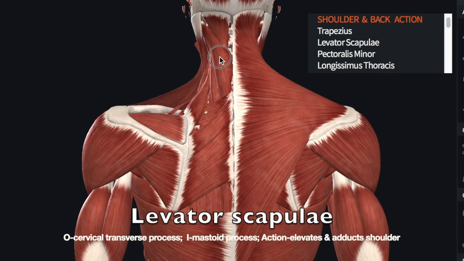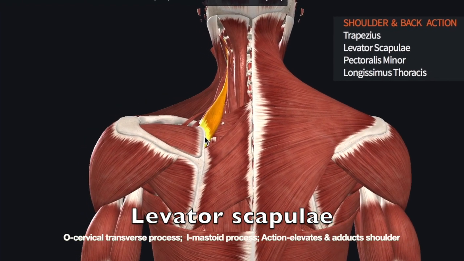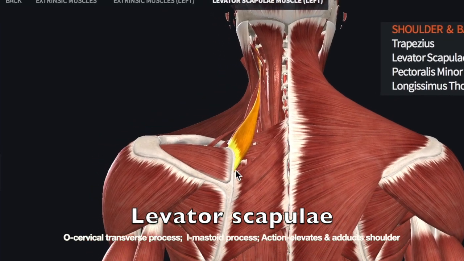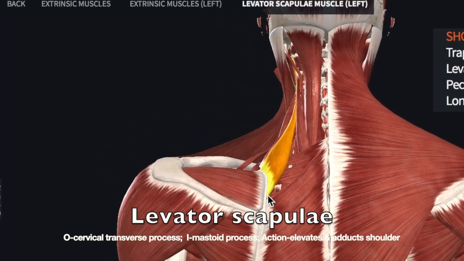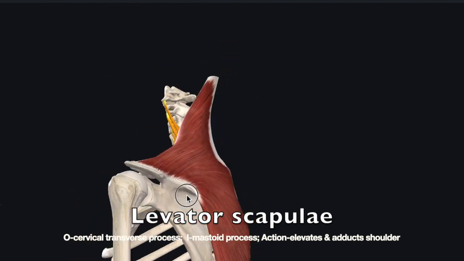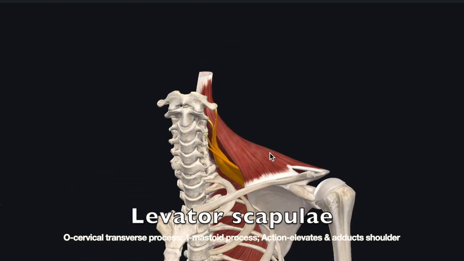Removing the trapezius as well as the splenius capitis will expose the levator scapulae muscle. Its origin is on the transverse process of the cervical vertebrae, and its insertion is along the medial side of the scapula. Its action is in elevating the shoulder.